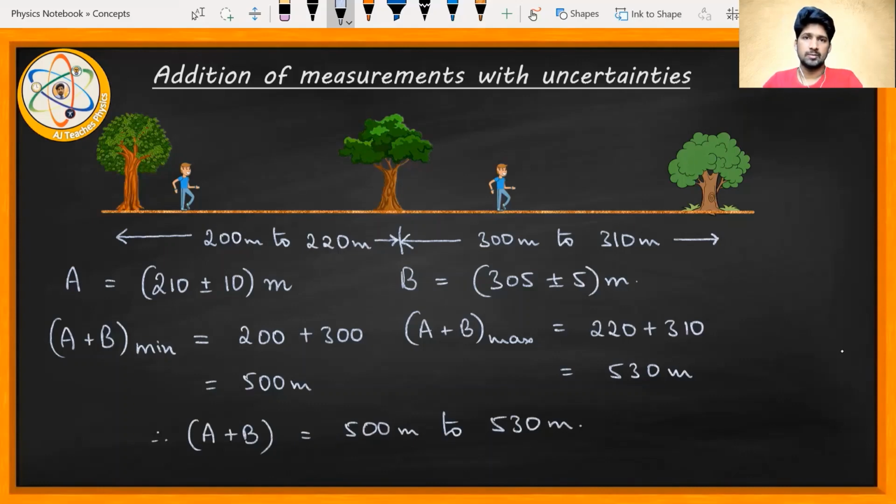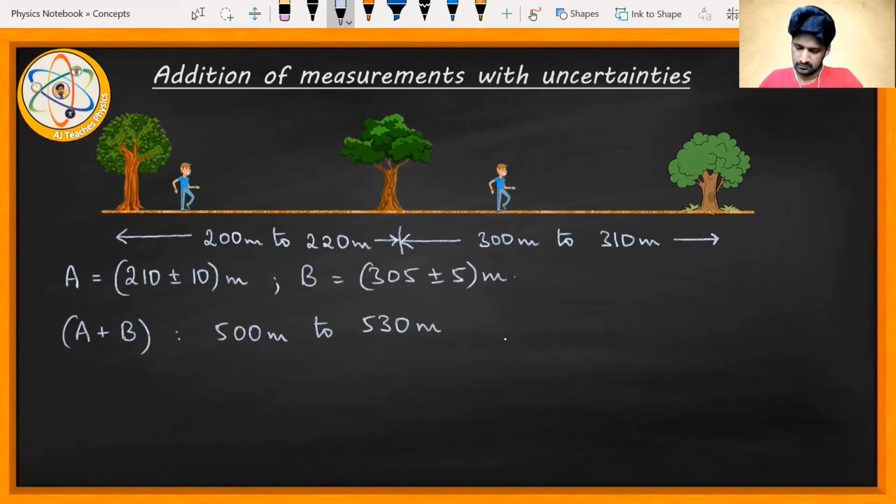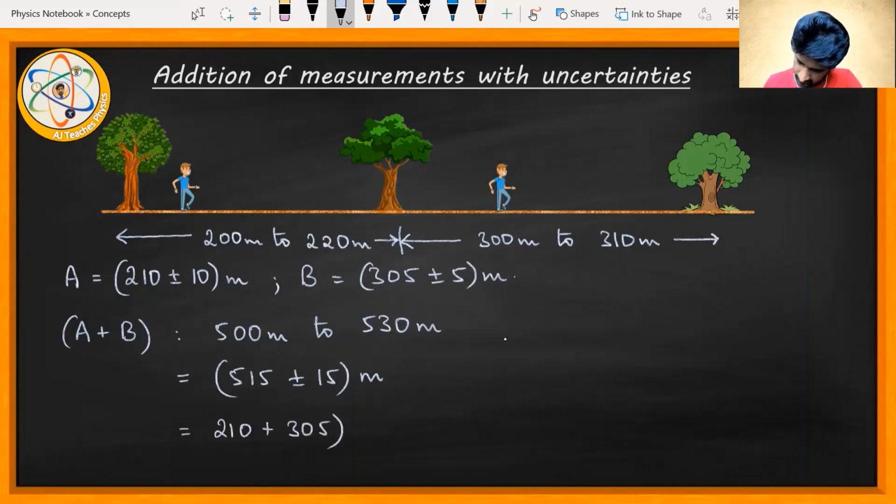Now let us see how to express this as a true value along with some uncertainty. The range of possible values of the total distance is 500 meters to 530 meters. We can write this as their mid value, 515 plus or minus 15 meters. Now there is also another way of writing this. 515 can be written as 210 plus 305, plus or minus, the 15 can be taken as 10 plus 5, all in meters.